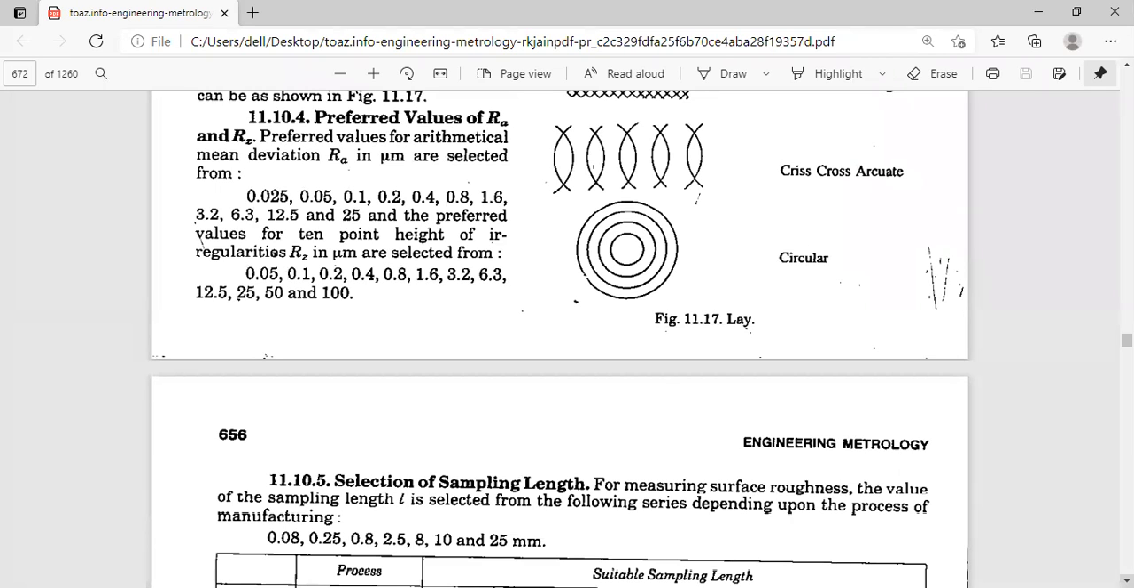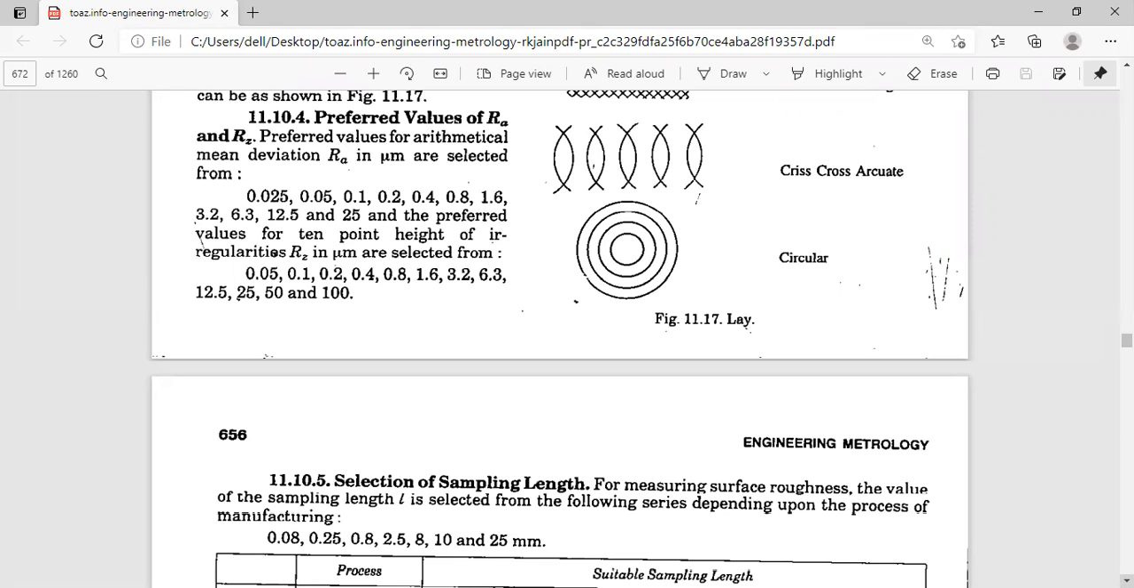roughness heights, y1 plus y2 plus y3 plus on till yn, or h1 plus h2 plus on till hn. And for RMS values, we have to take the square root of the squares: y1 square plus y2 square plus y3 square plus on till yn square, divided by n.